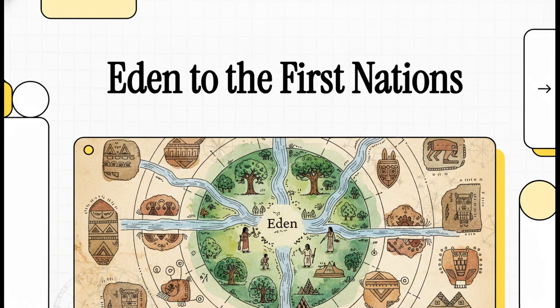We all think we know the story of the Garden of Eden, right? But what if that map from Genesis isn't just about the past? What if it's actually a blueprint, a plan, for the very nations that would go on to shape our entire world? Let's take a closer look.